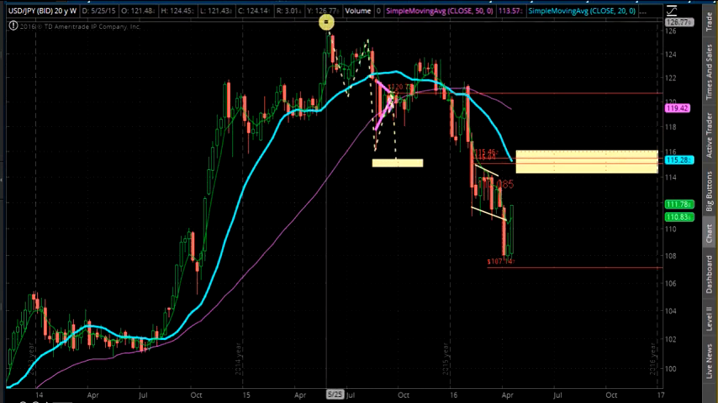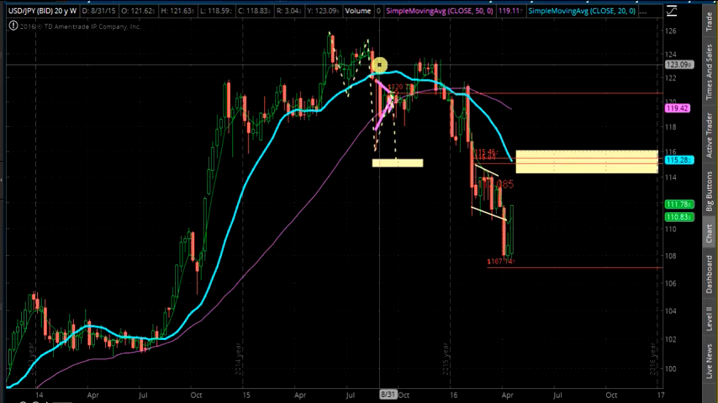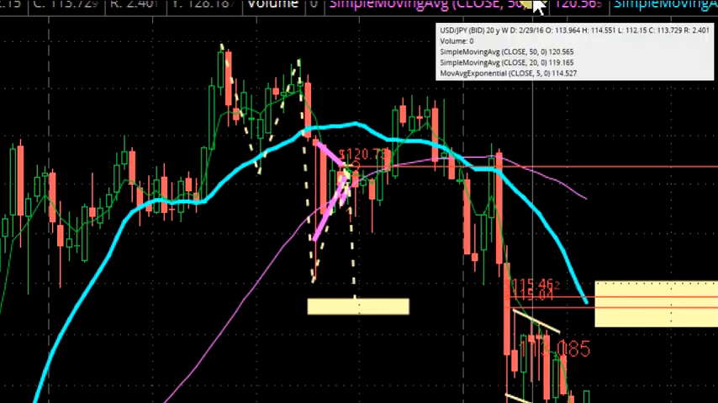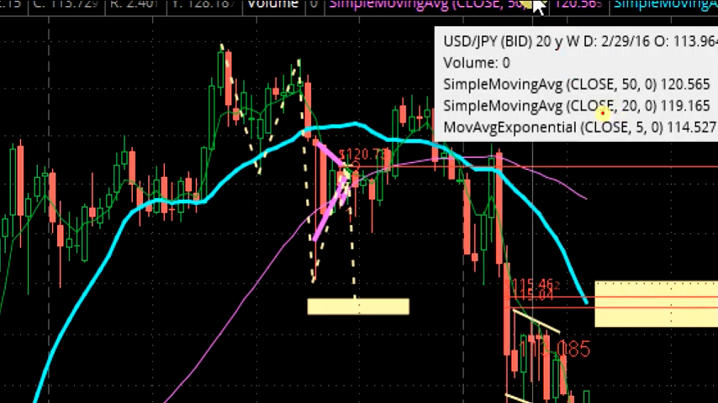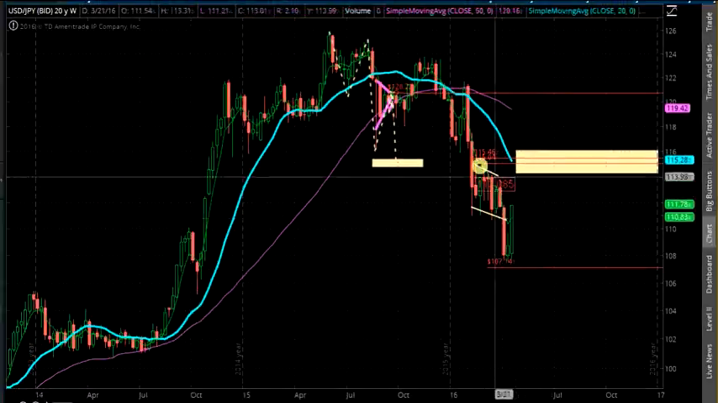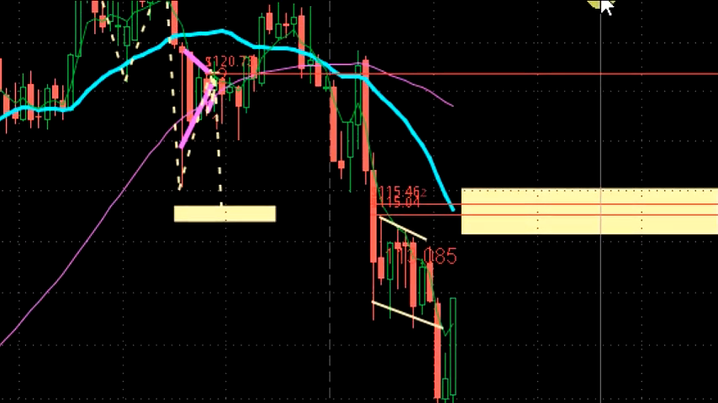This is a great short setup too, by the way, where it crosses down through here. Let's zoom in on this a little bit. I used to look for these kinds of setups on a 60-minute chart, because they would happen more frequently on a 60-minute chart than they would on a weekly chart, obviously.